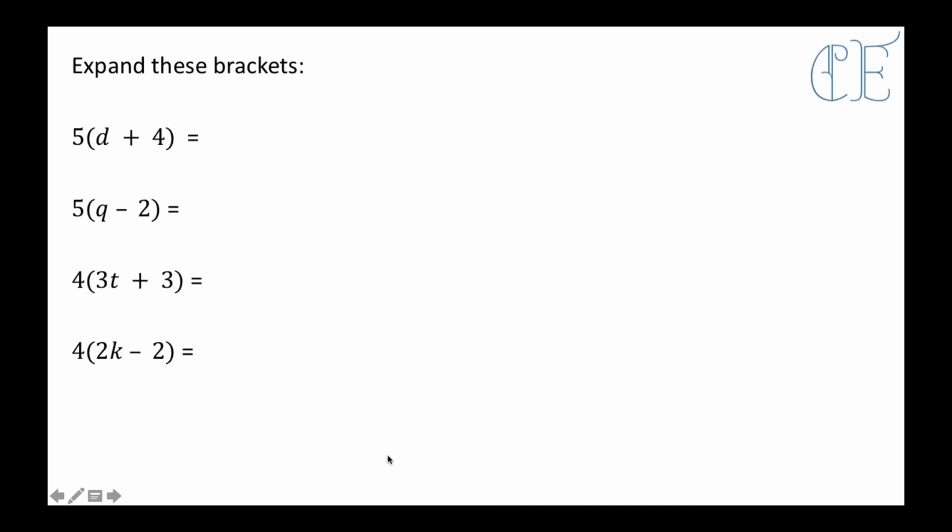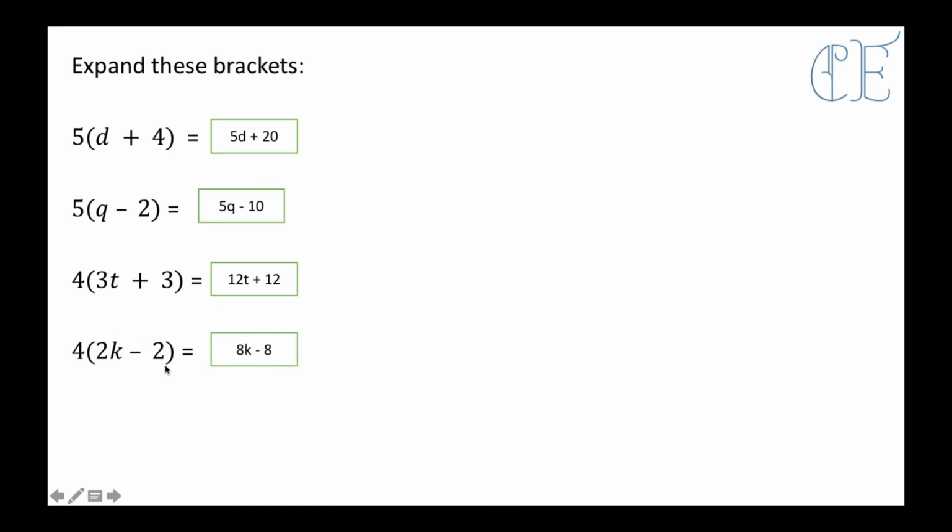4 more then, if you'd like to pause the video and have a go at these. Okay, so these are fine, they're not too different, but there might be some areas where you might make a mistake. So 5 times d is 5d, and 5 times 4 is 20. 5 times q is 5q, 5 times 2 is 10, but it'd be a negative 10. 4 times 3t, well 4 times 3 is 12, so it'd be 12t, plus 4 times 3 is 12. And then 4 times 2 is 8, but we have a k, so it'll be 8k. And then 4 times 2 is also 8, but there's a minus, so it'll be minus 8.